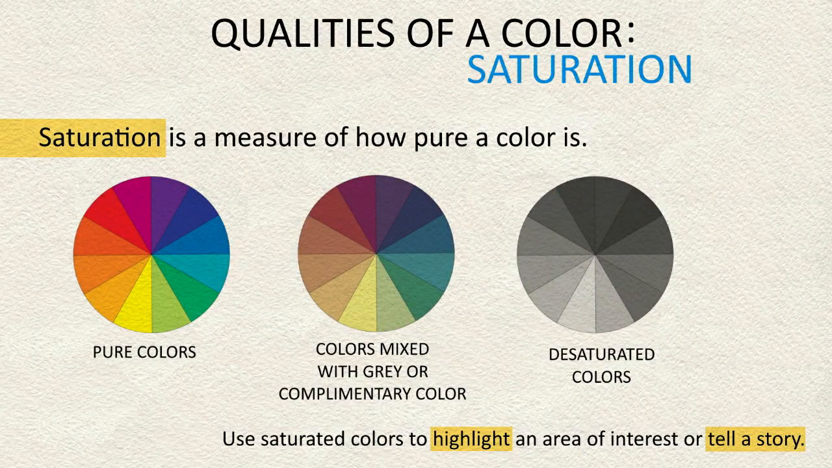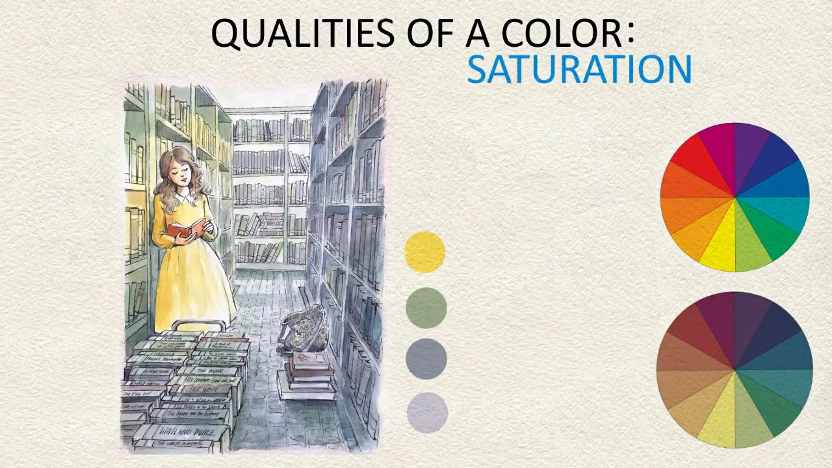Saturation refers to how pure a color is. If you mix a color with gray or its complementary color on the opposite side of the color wheel, you will get a color that is less bright, grayer, or desaturated. Very bright saturated colors can be used to highlight an area of interest in a painting and help to tell a story. The eye is drawn to the girl in this illustration because I painted her in a saturated yellow color, which stands out against the less saturated blues and greens all around her.